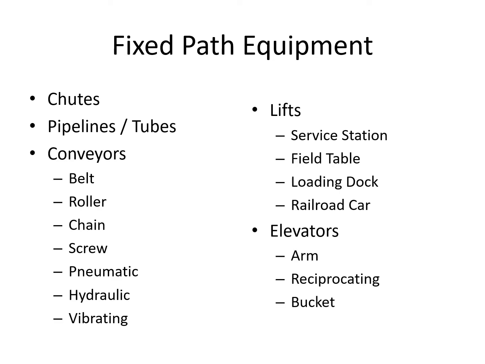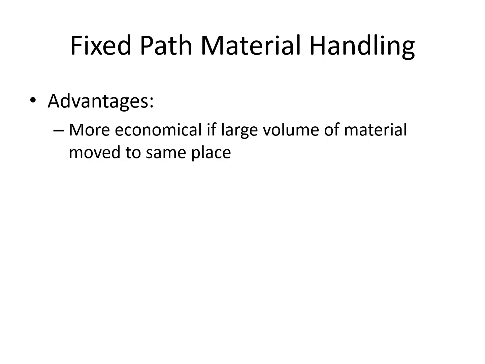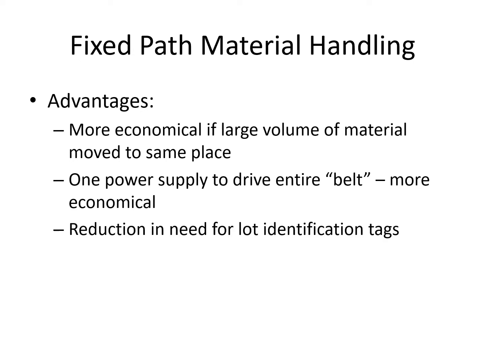So among the fixed path equipment, we have the chutes, the pipelines or tubes, the conveyors, the lifts and the elevators. The advantages of fixed path material handling equipment being that it is more economical if a large volume of material is to be moved at the same place. It requires just a single power supply to drive the entire belt. Thus, it is more economical.